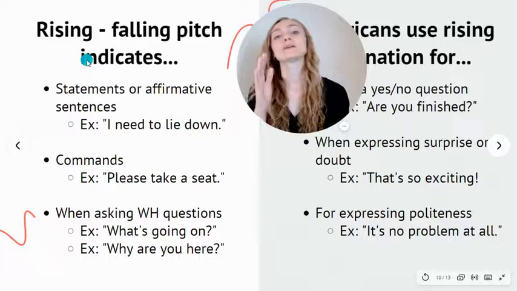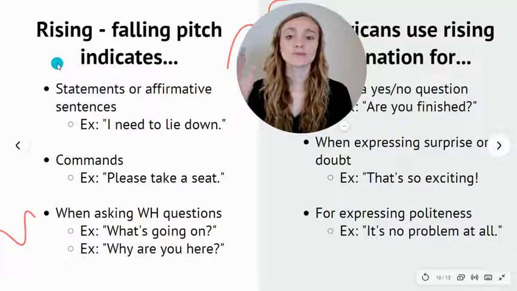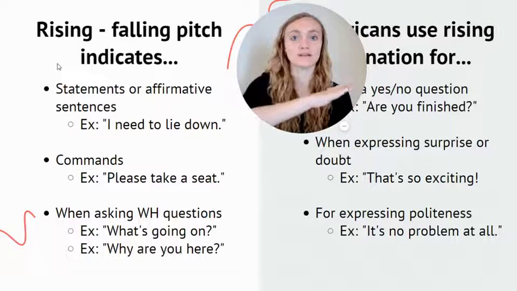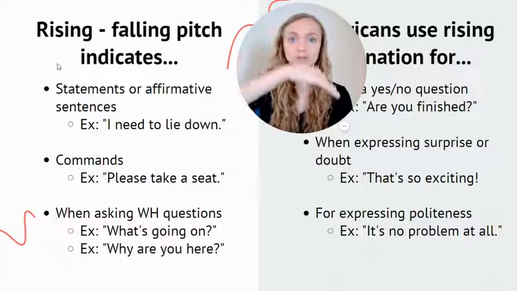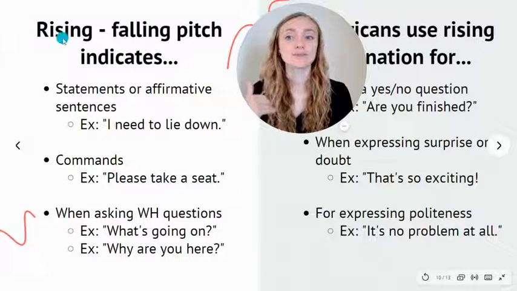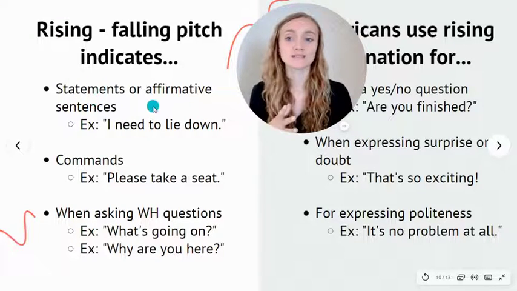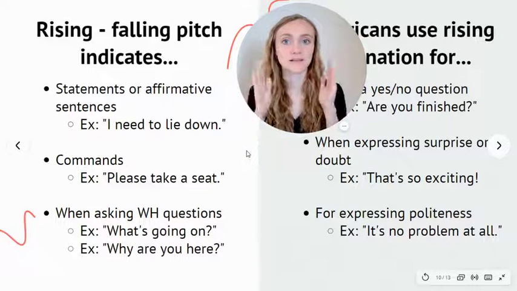Now let's talk about some other pitch patterns. So if you're using rising to falling pitch, that means I'm starting high and then I'm going down. So remember, musical notes. If we're using rising and then going low, it's when we are using statements or affirmative sentences. So just like a sentence, a statement, a declaration.